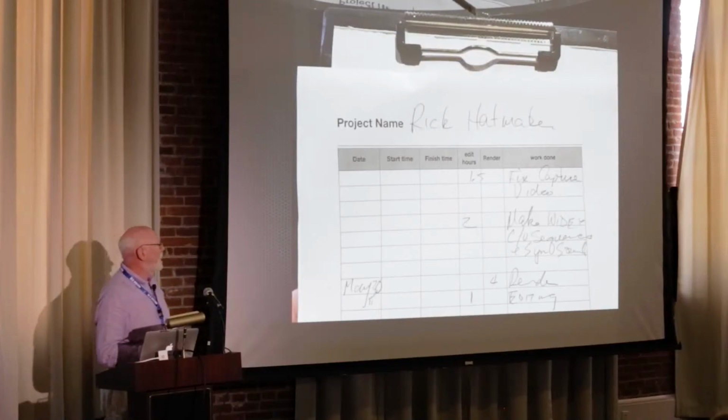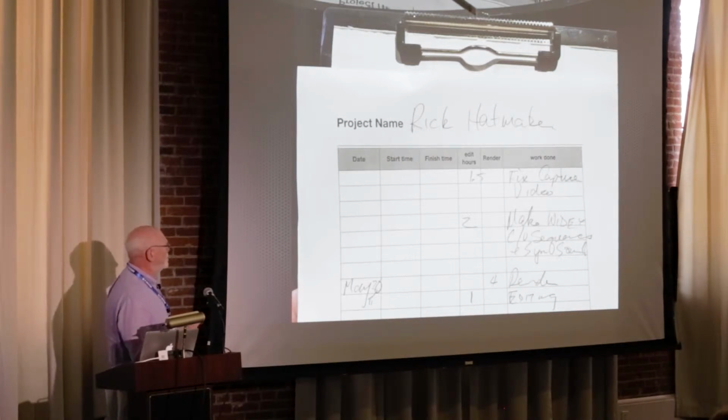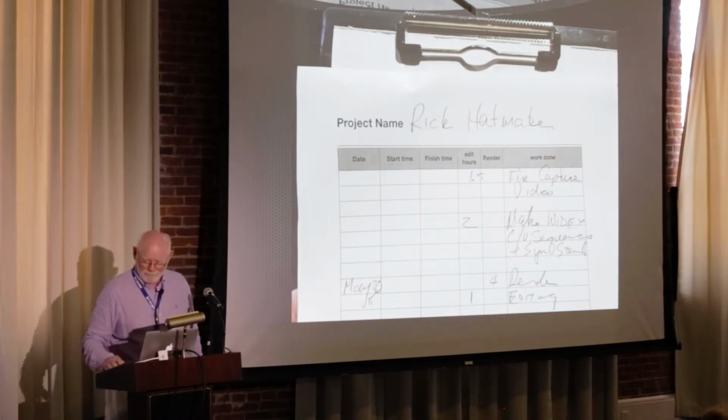I keep track of the time on sheets like this. I print one out, put the name on it, and start scribbling things. Sometimes I actually fill it out properly. Sometimes it's just like that.